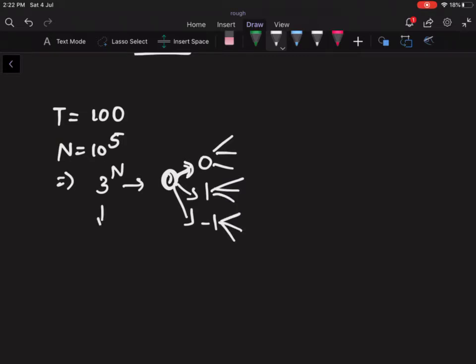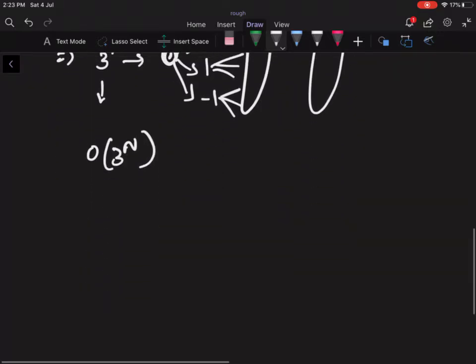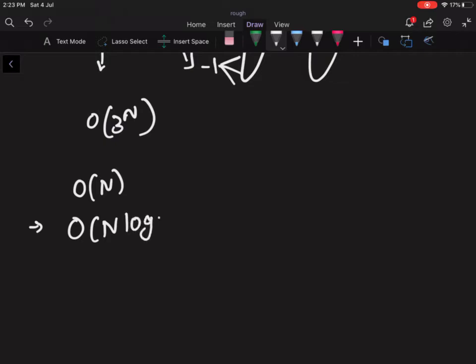Again 3 choices, again 3, and again 3. So if you calculate all the 3 power n choices and see how many of those will have the channel as 0, the time complexity of 3 power n is way too huge, and this can be reduced to n log n. And since n is only 10 power 5, it easily passes the test.